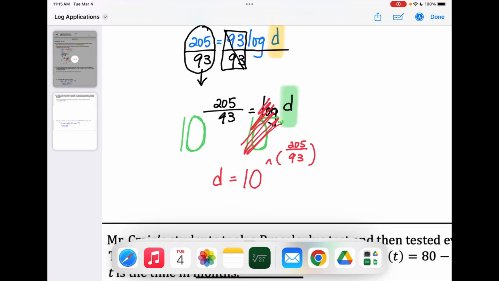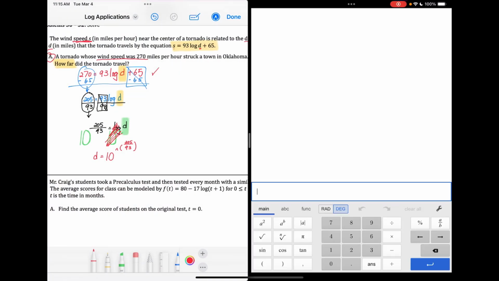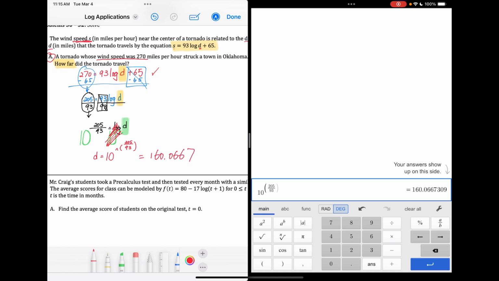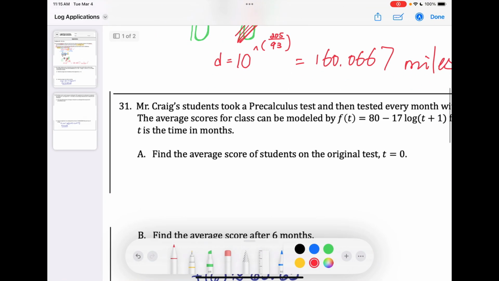Now, I cannot do this in my head, so I need to use my calculator. So what do we get? Base 10 raised to the power of 205 divided by 93, and what you see is what you get. The final answer will be 160.0667. Do we have a unit? It's talking about a distance, so that will be miles. Good. All right.